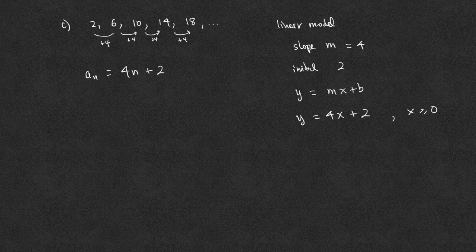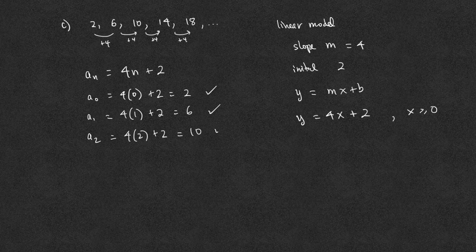We can check that when n equals 0, we have a sub 0 equals 4 times 0 plus 2, which is 2, the first term. When n is 1, we have a sub 1 equals 4 times 1 plus 2, which is 6, the second term. When n equals 2, we have a sub 2 equals 4 times 2 plus 2 equals 10, which is the third term.